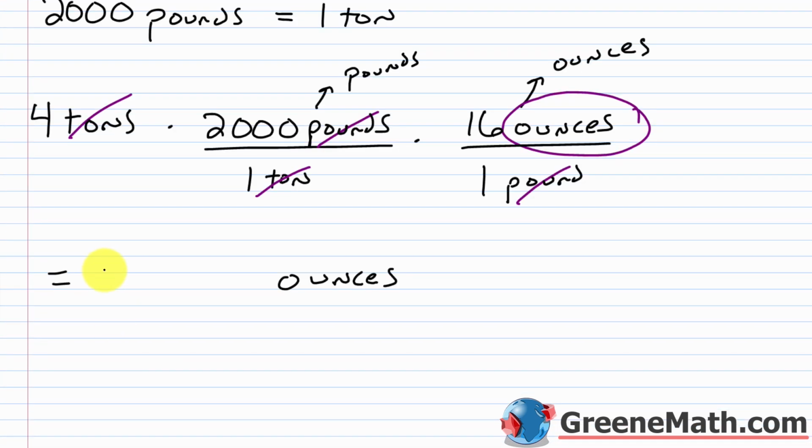So 64 times 2. Well, a lot of you already know it's 128, but 2 times 4 is 8, then 2 times 6 is 12. So that's 128, and again, we're just going to attach 3 trailing zeros. So we're just going to say that this is 128,000, right? I'm putting 3 zeros behind that 8 ounces. So 4 tons was converted to pounds, then ounces, and we ended up with 128,000 ounces.